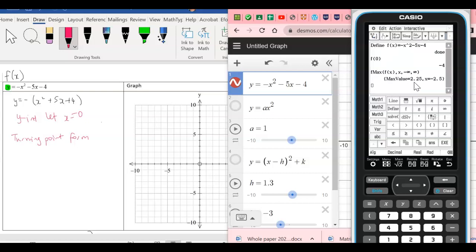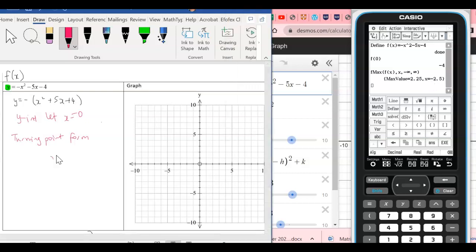And then you can see we've got a turning point of 2.25 and x equals negative 2.5. Now this is a little bit annoying because this isn't coordinates. It's telling us that the maximum value is 2.25. So that's your y value, and then x equals negative 2.5. Let's write that down properly: negative 2.5, and then your y coordinate is 2.25.